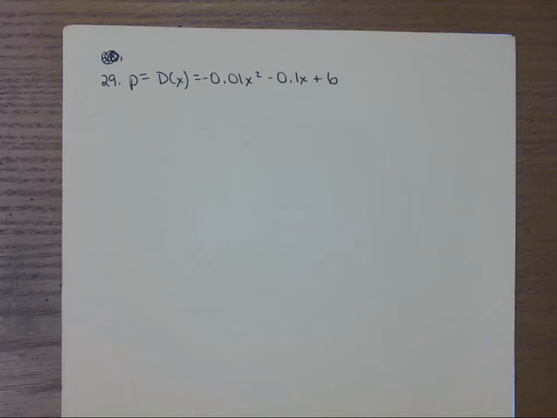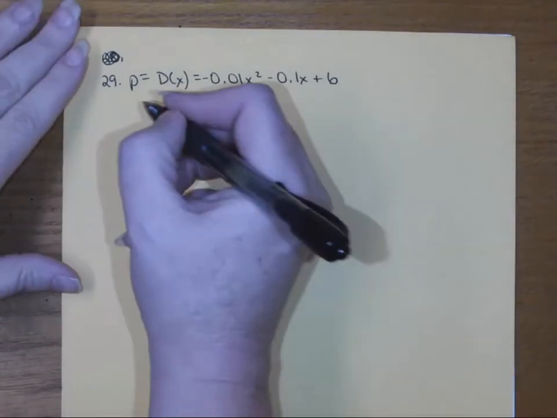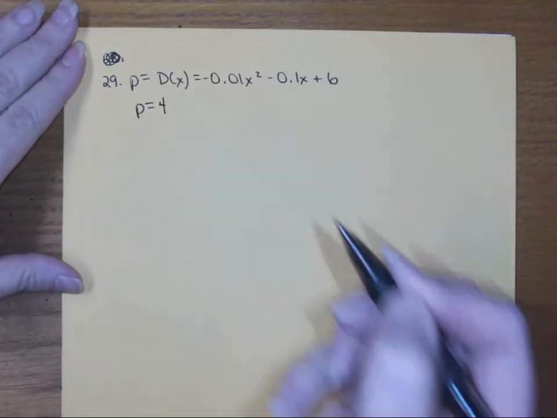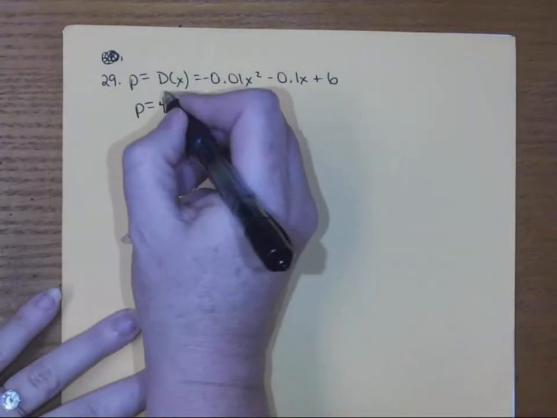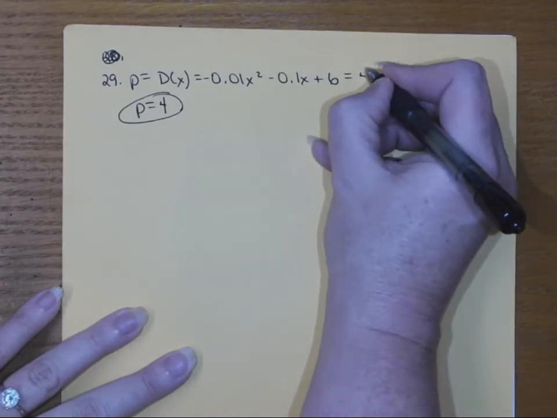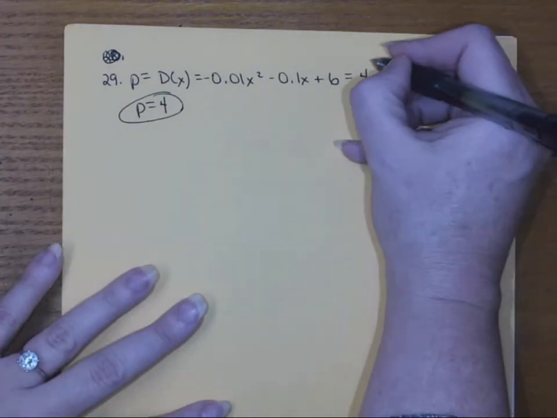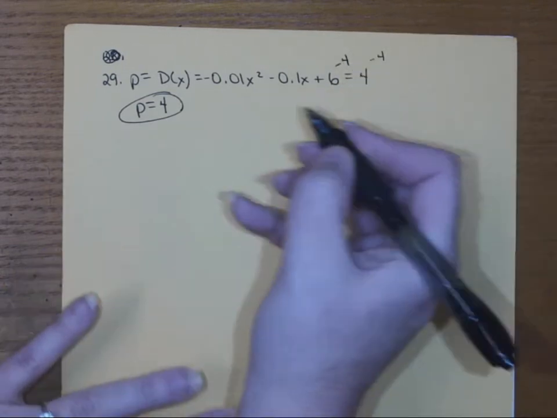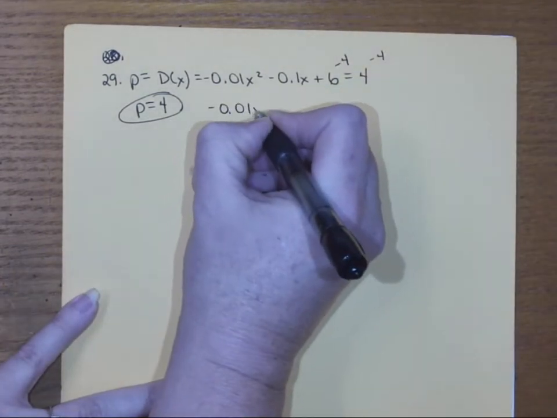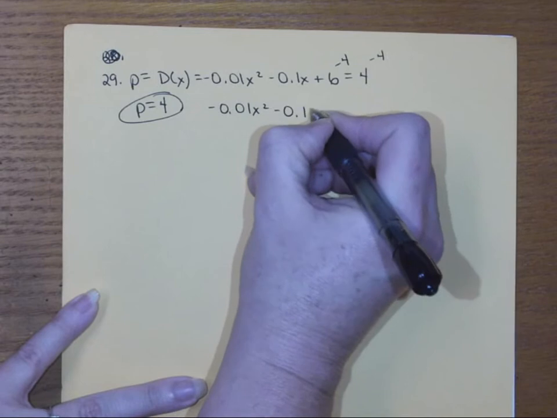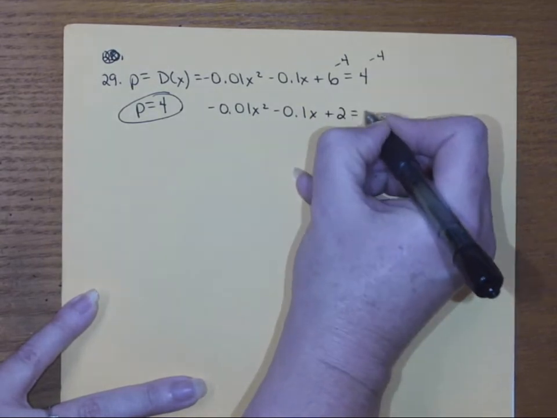All right, so the first thing is where p is the price and x is the quantity. Okay, so they're telling you what the price is. The price is 4. So that's part of what you need for the equation. But the rest of it is you need to know what x is. So we're going to set this equal to 4. We're going to move this 4 over. So we've got negative 0.01x squared minus 0.1x plus 2 equals 0.